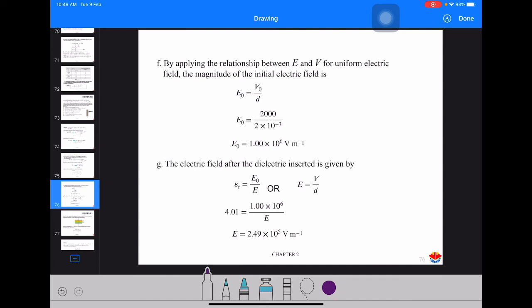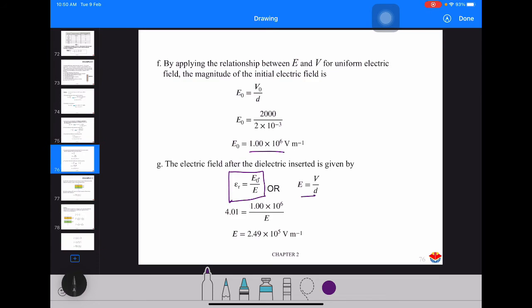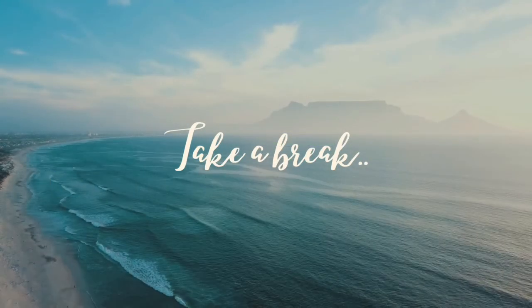F. Okay, you can use V naught over D. This one is easy, no problem. Then G, you can use V over D. Again, it remains the same. Or this is the one that I told you: alternatively, you can use epsilon R equals E naught over E. Sorry, you already have E naught, so you can calculate the E if you have epsilon R, which is 4.01. Okay, so you should get all the answers for this example.